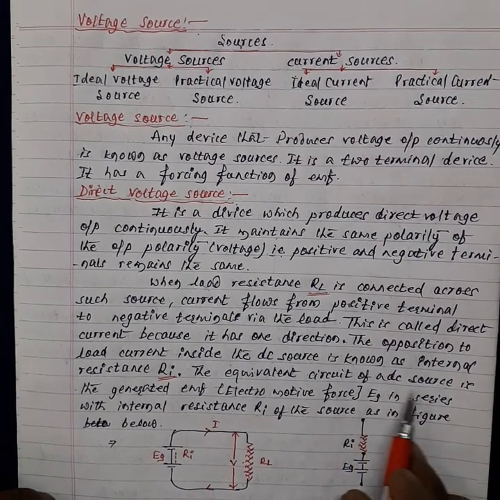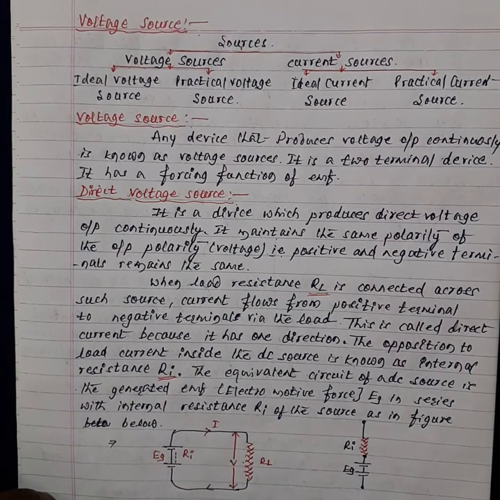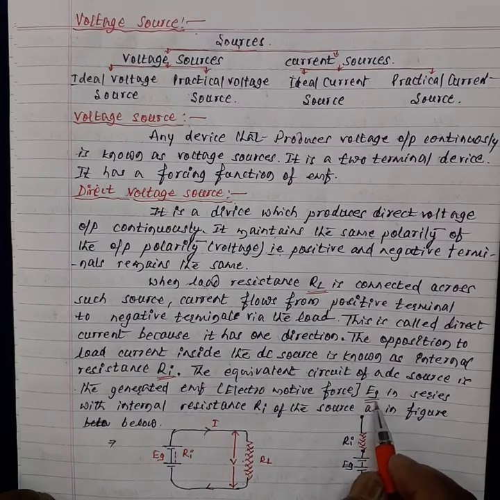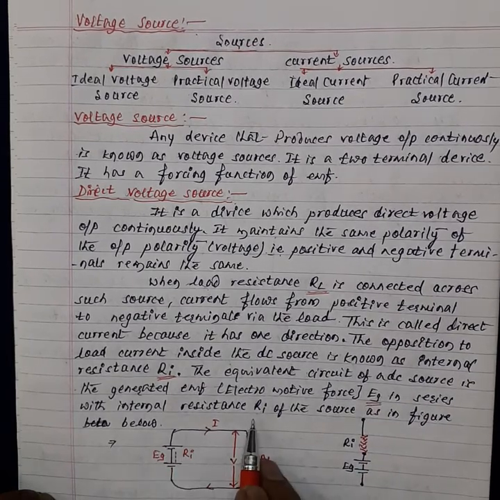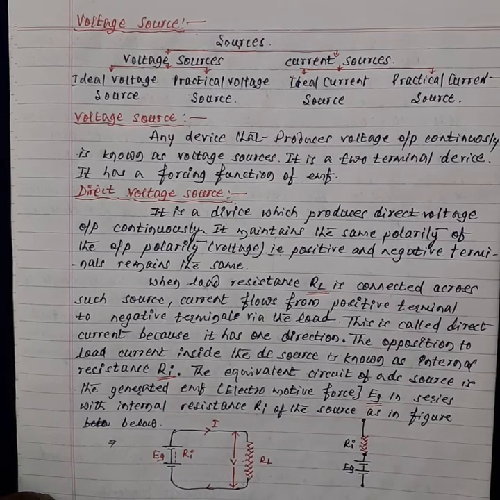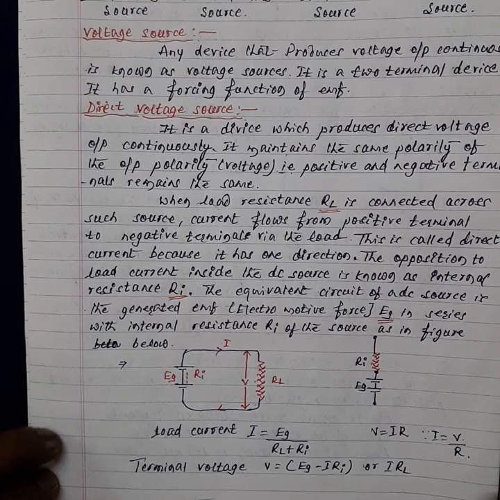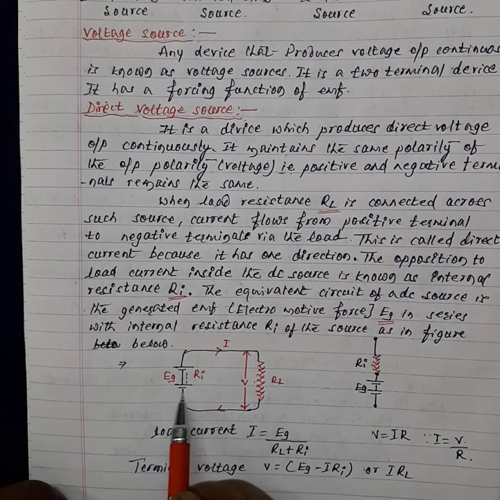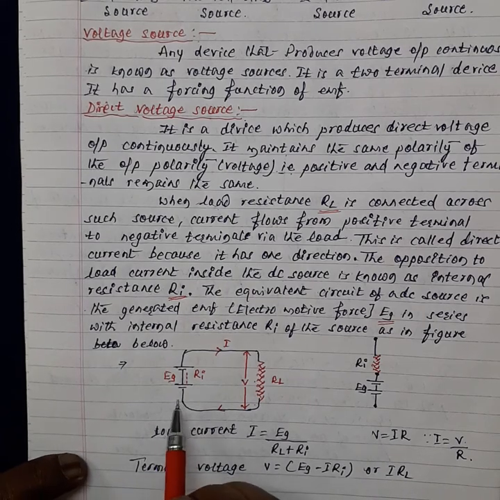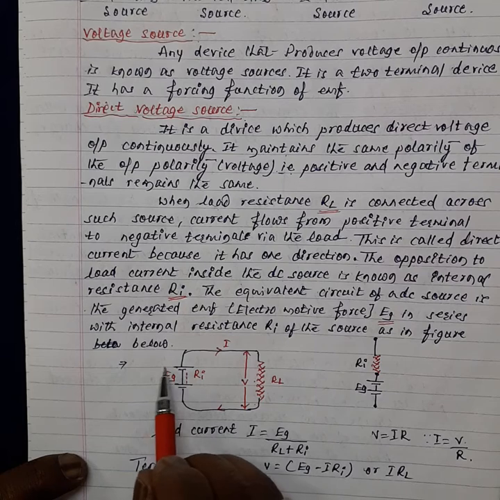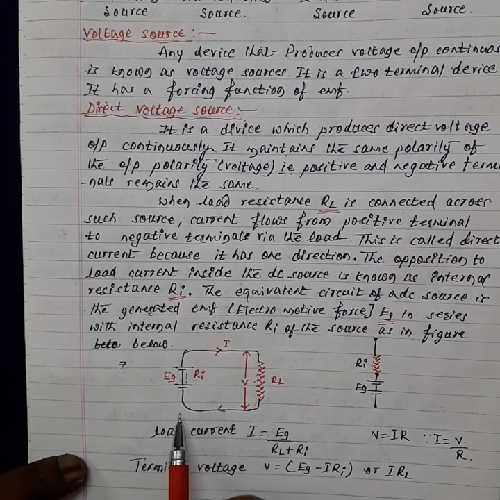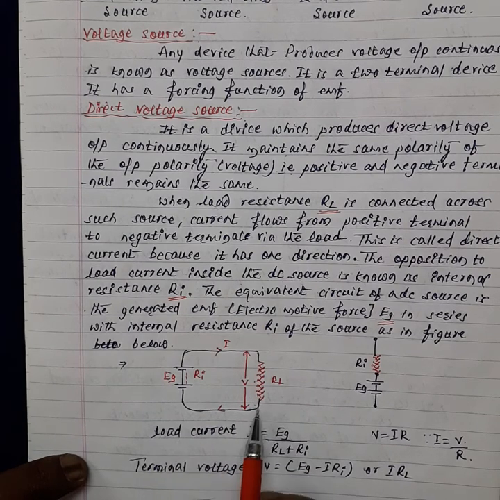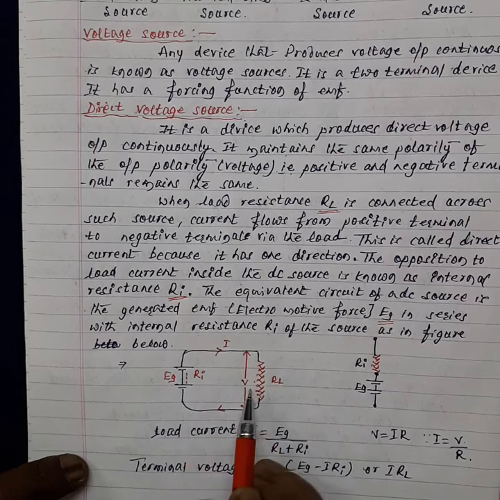The equivalent circuit of a DC source is the generated EMF, the electromotive force, represented as E_g, in series with the internal resistance R_i of the source, as shown below. So this is the circuit which shows the direct voltage source. Here the generated EMF, E_g, is connected directly to the resistor as it is in the circuit.